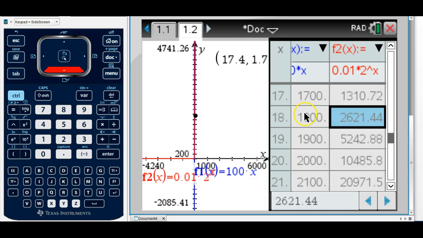But on the 18th day, contestant number 2 will have earned $2,600. Contestant 1 will have earned only $1,800. Therefore, on the 18th day, the second scenario exceeds the first scenario.